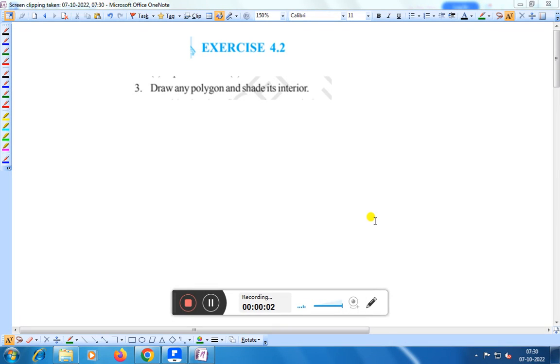Hello everyone, today we'll discuss exercise 4.2 question number 3. Draw any polygon and shade its interior. Right? What is the criteria of a polygon? The criteria of a polygon is it has two properties.